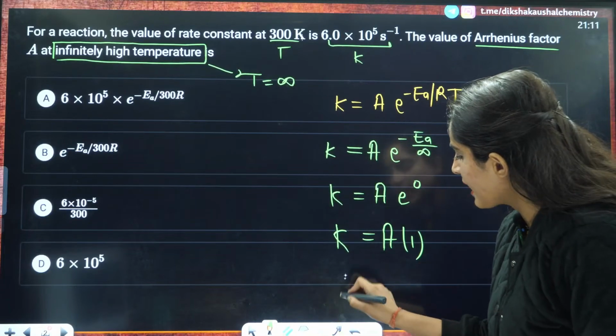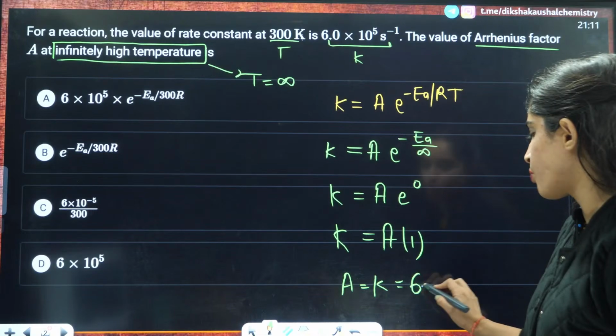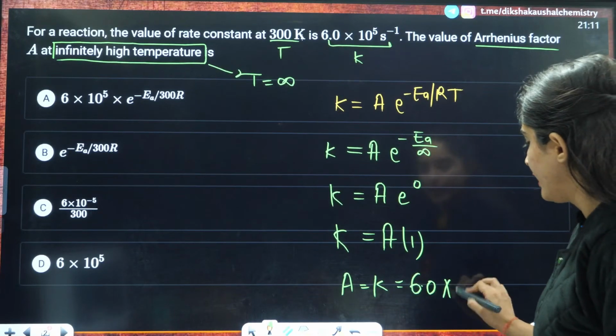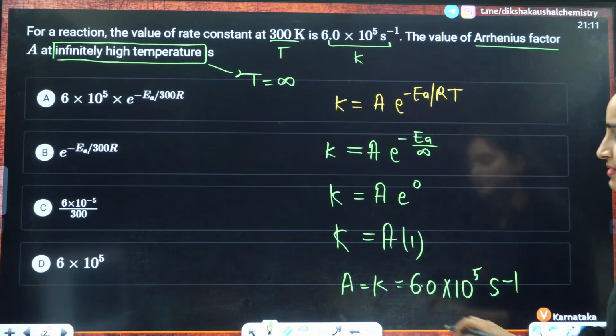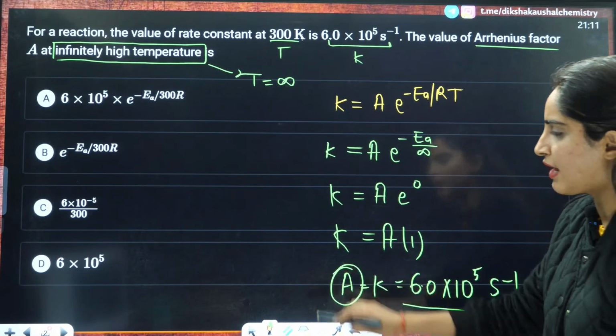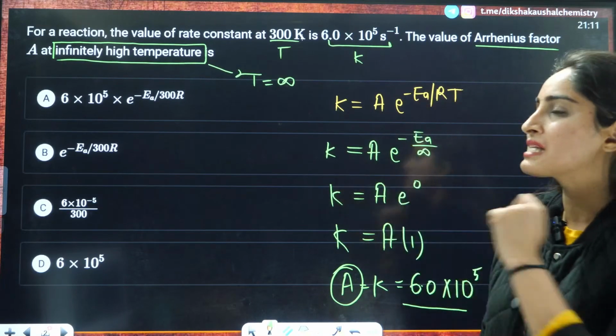So that means A will become equal to k. K is given to be 6.0 into 10 raised to power 5 per second, right? So that is the value, and the same value is for A, that is the Arrhenius constant. So which is the correct answer?